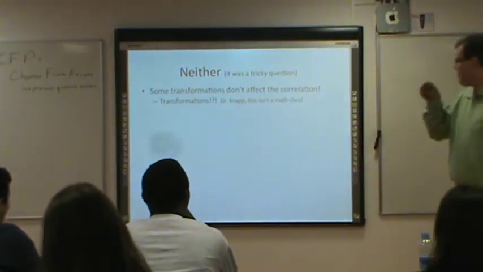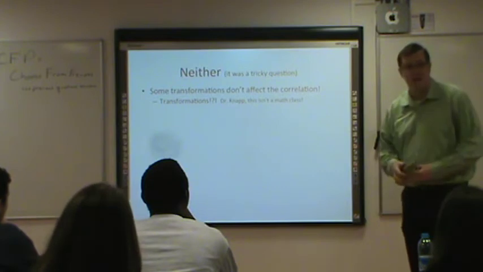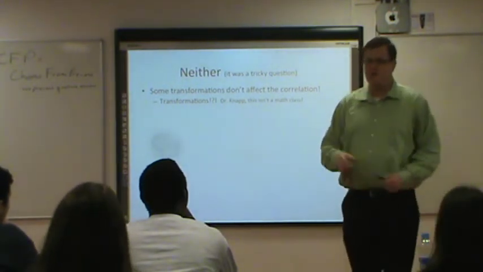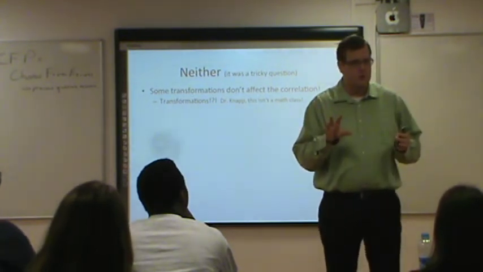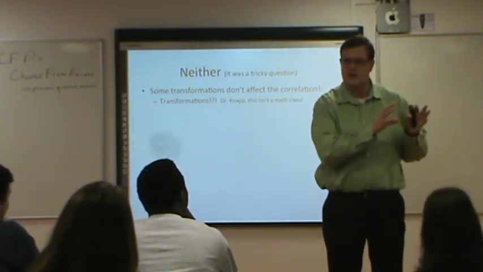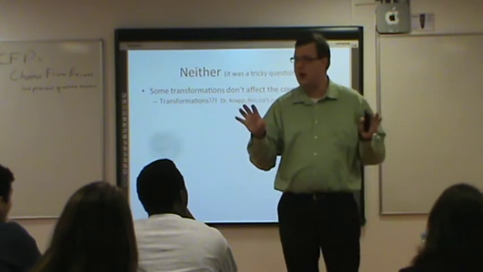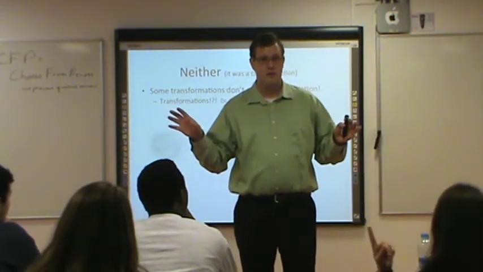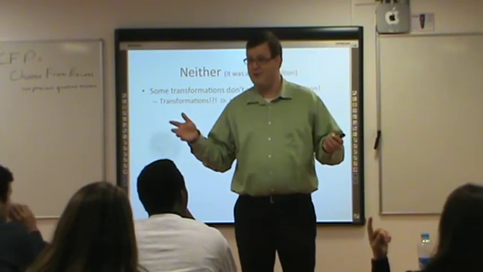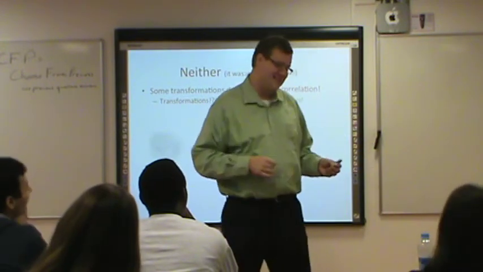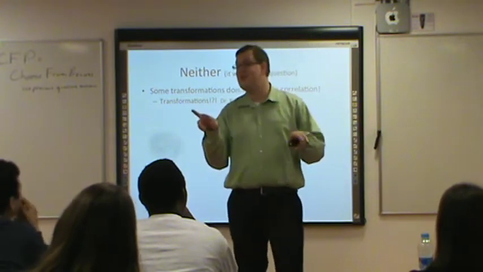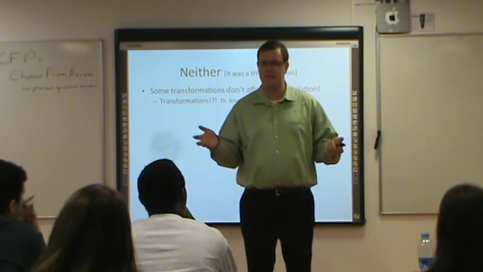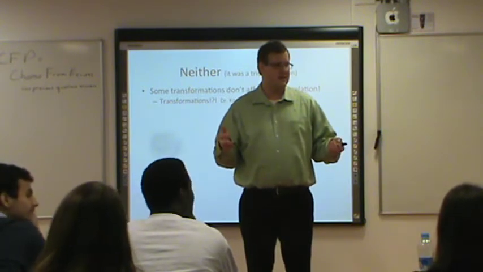Okay, so some transformations don't affect correlation. What's a transformation? Have any of you in high school taken degrees in Celsius and had to convert them to degrees Fahrenheit, or maybe degrees Kelvin? How many of you have done that? Wow, very few. Oh, that's depressing. For those of you who did this, how did you do it? How do you figure out Fahrenheit from Celsius? There's a simple formula.